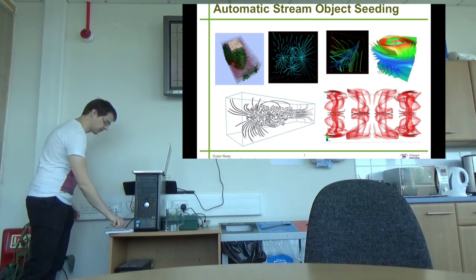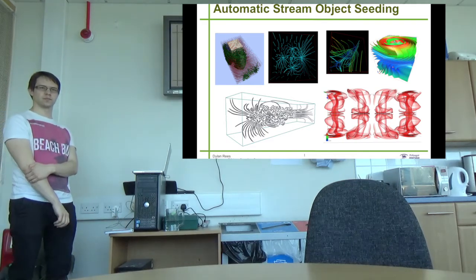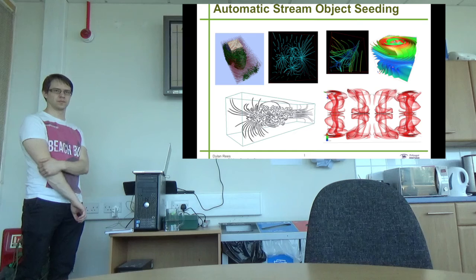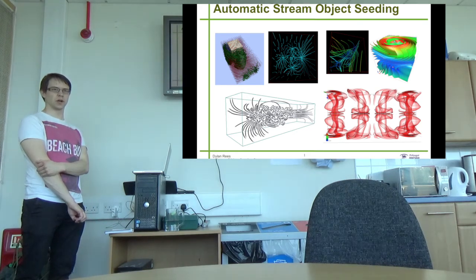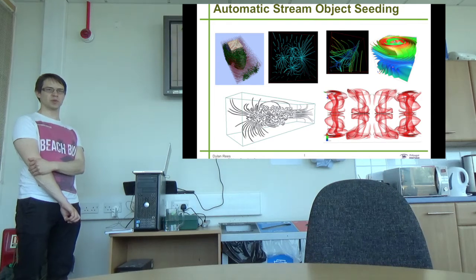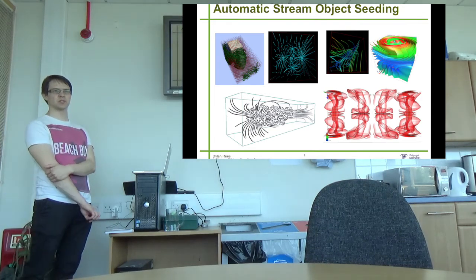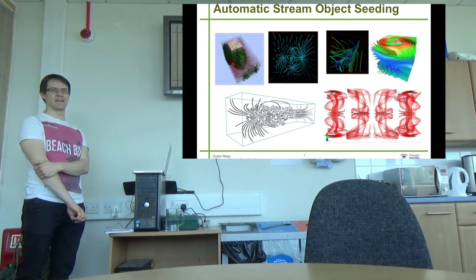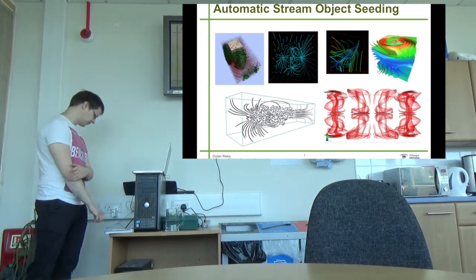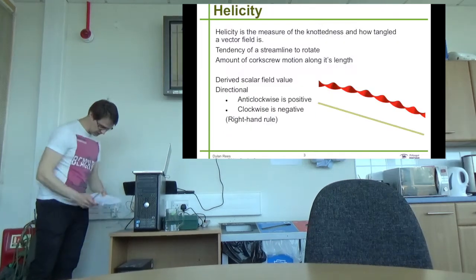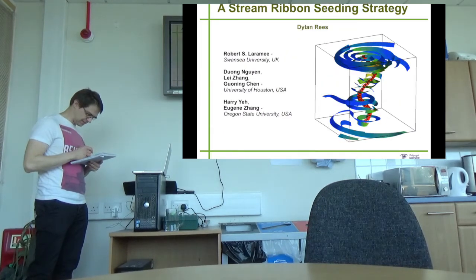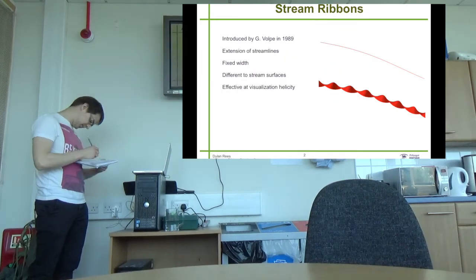You have automatic stream object seeding, but you would push that earlier, before your description of Helicity. Before the stream ribbon description as well, stream objects. Yeah, probably as the third slide or something like that. I think I did originally have it there, but I think I moved it.